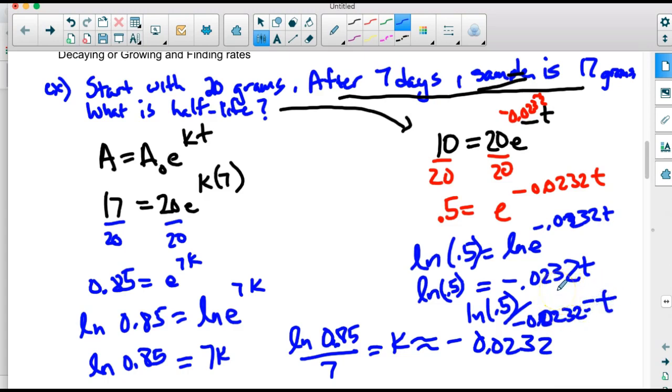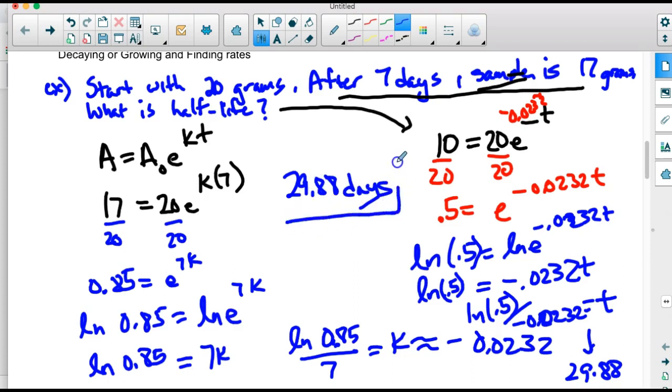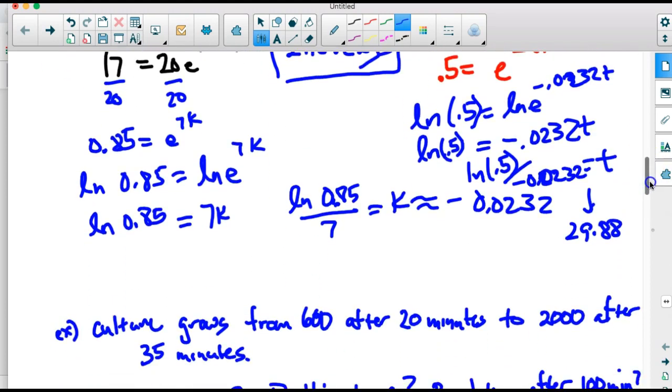So using my calculator, I get 29.88 days. So this time increment is 29.88 to 2 decimal places, and that would be in days. So 29.88 days would be the half-life of that. Almost 30 days would be its half-life. So it would take that long before half of it is left over.